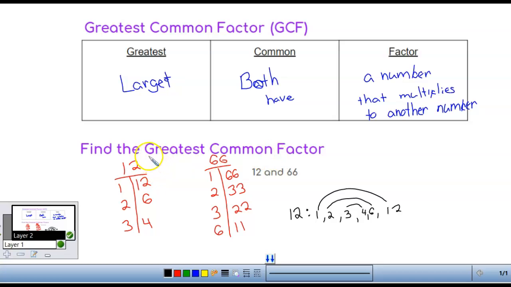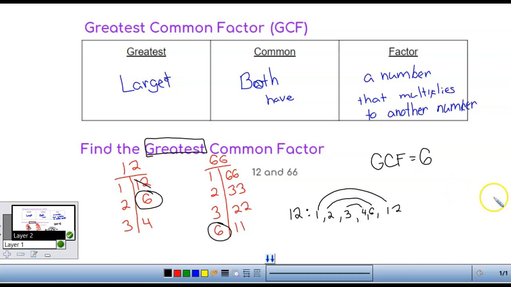How this works, though, is we're looking for the greatest common one. So we're looking for the largest one on both lists. The easiest way to do it is look at the 12. This is the biggest one on 12. Is 12 over here? Nope. 6 is the biggest one I have next. Is 6 here? It is. So our GCF is going to equal 6.